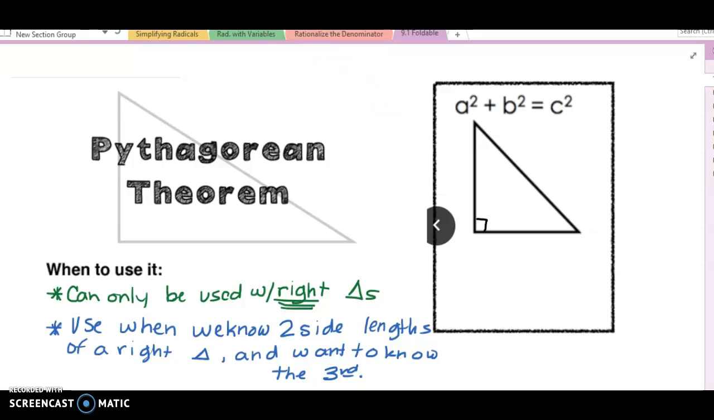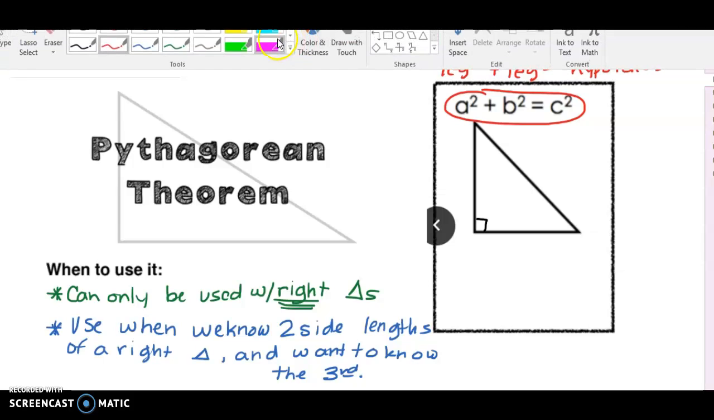There's a couple things that you need to know with this. Most people know the Pythagorean theorem is a squared plus b squared equals c squared, but they don't know what a, b, and c stand for, and therefore this is useless. So what I like to say is the Pythagorean theorem is the leg squared plus the other leg squared equals the hypotenuse squared.